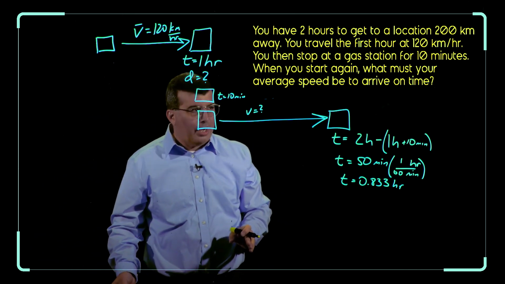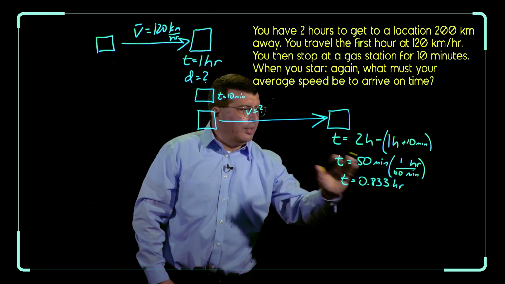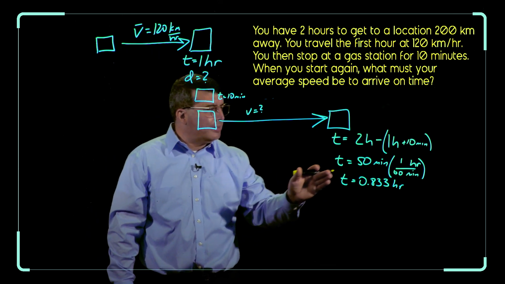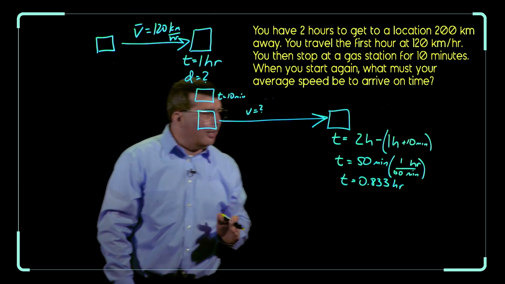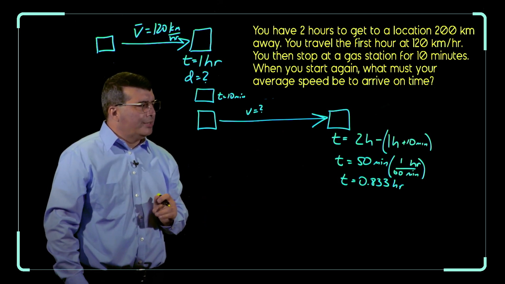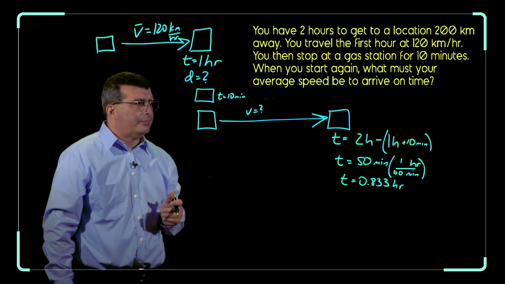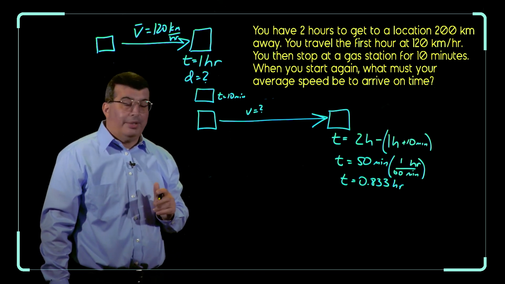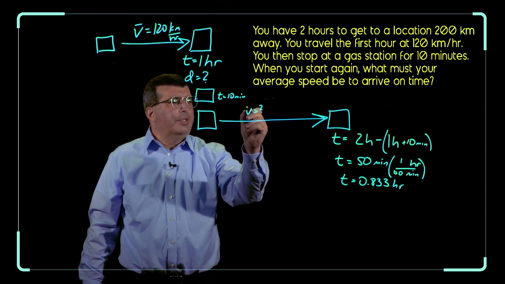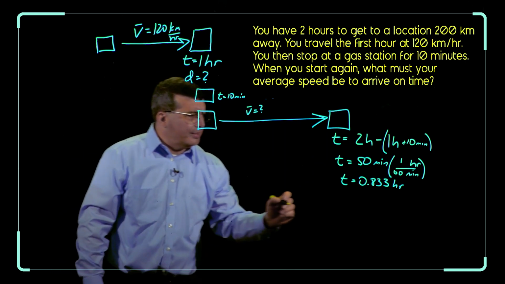So we figured out that this last part of the trip leaves you with 50 minutes. So you have to do the last part of the trip in 50 minutes, and we converted that 50 minutes to hours. So your time for this last part of the trip is 0.833 hours. Okay, so we've gotten part of the way there. We figured out the time for this second part of the trip. What about the distance?